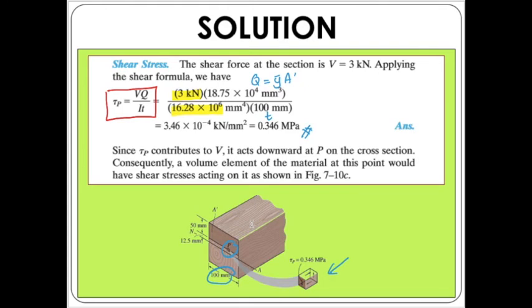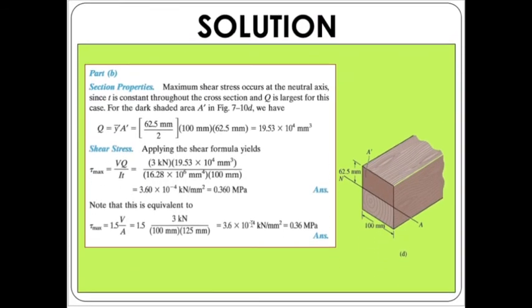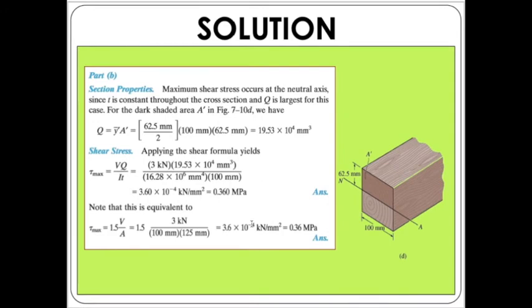Next, we are going to look into part B, where we calculate the tau maximum for this segment. So for part B, answering the second question, we have the section properties. The maximum shear stress occurs at the neutral axis. Since this is a rectangular section, the maximum shear stress will happen directly in the middle of the beam, right?